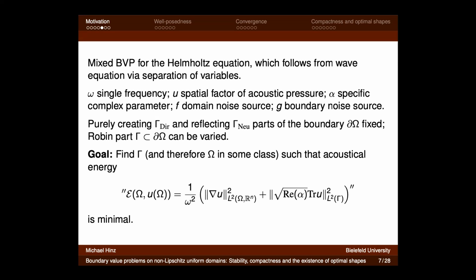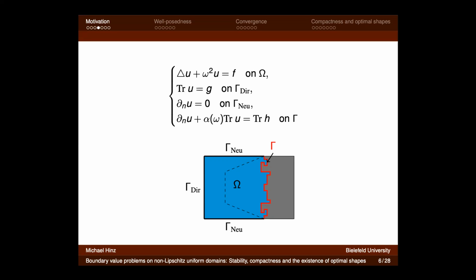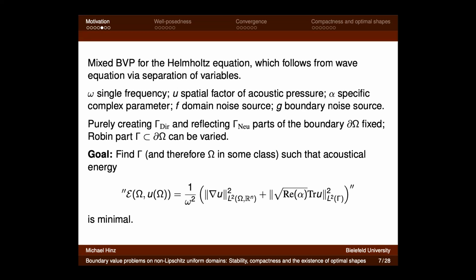Omega, that we just saw, is the single frequency, and then we get some solution U. And of course, if I change the domain, then I get a different solution. So U depends on the choice of omega, and basically on the choice of gamma, because gamma is the part of the boundary that can be varied. So for each choice of gamma, we get a different solution U. We will see this is well posed. I didn't say it, but it will be well posed in this setup. Alpha is a specific complex parameter, which is about the absorption properties of the material. F is a domain source, so the domain noise source.